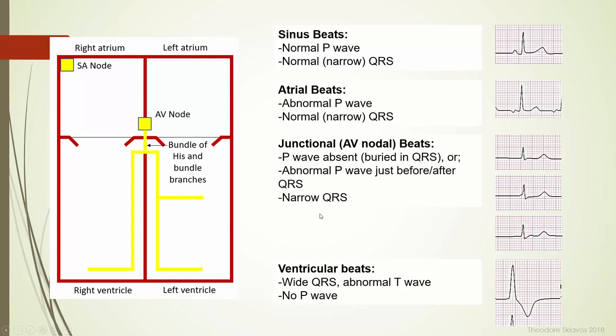Finally, with ventricular beats, originating somewhere in the ventricular wall, these spread from muscle cell to muscle cell. They don't involve any of the normal conduction pathways. For that reason, the action potential spreads very slowly, which means the QRS becomes wide on our recording. So if you see a wide QRS complex with no P wave preceding it, that would be a ventricular beat.